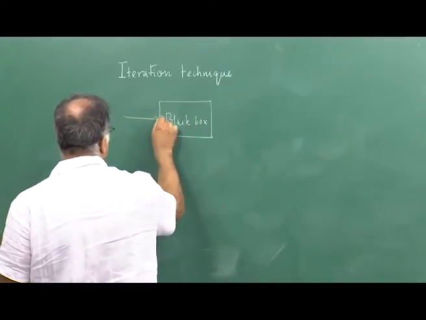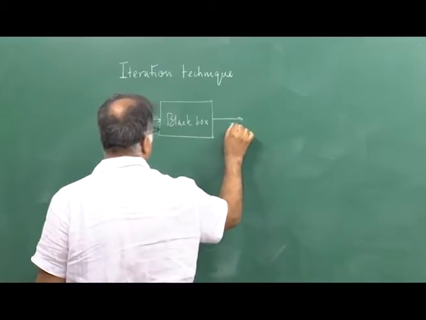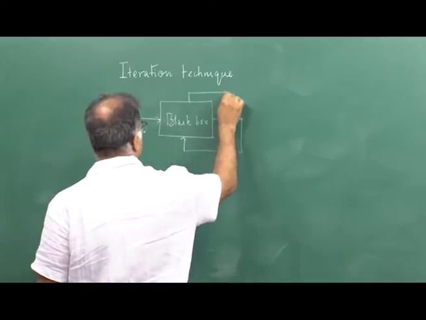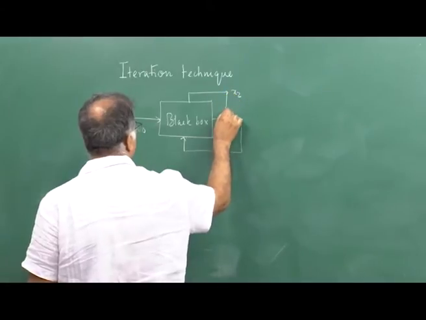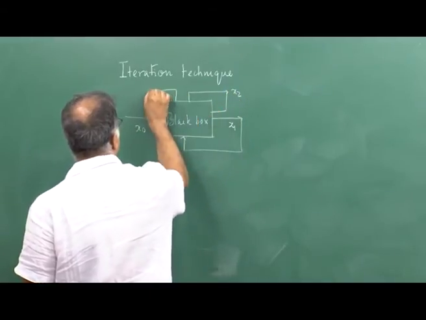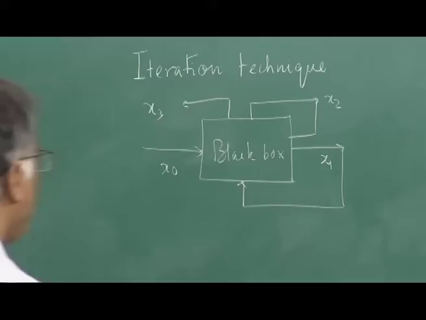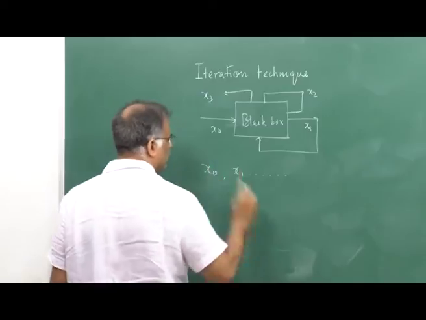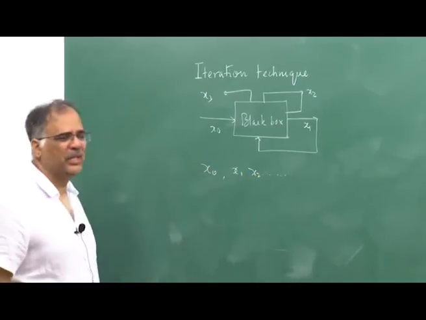So, you put in some x0 and out comes x1. Now, you feed back that x1 into the same mechanism and out comes x2. When you again feed back x2 into the black box, out comes x3 and so on. So, this is called the iteration technique, and by doing so you generate this sequence x0, x1, x2 and so on.